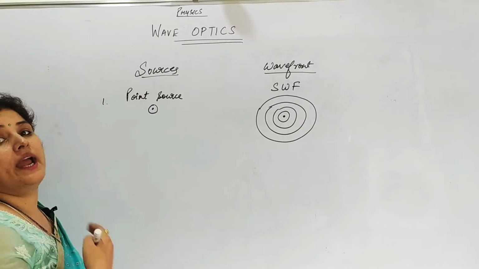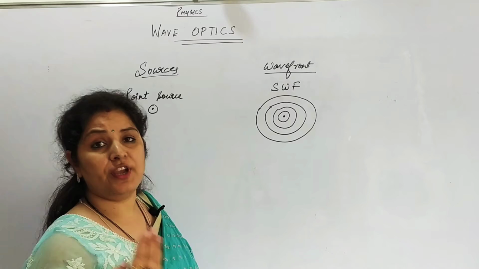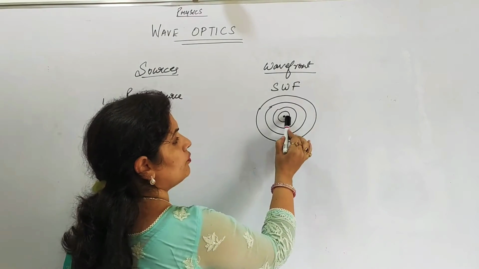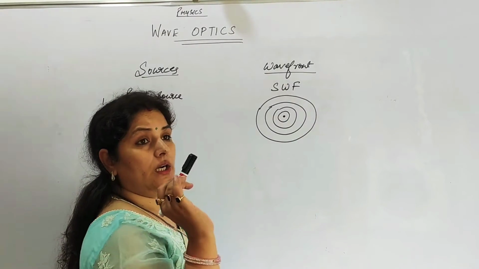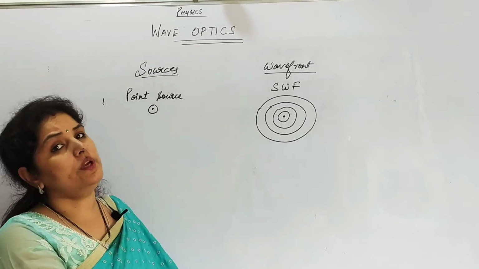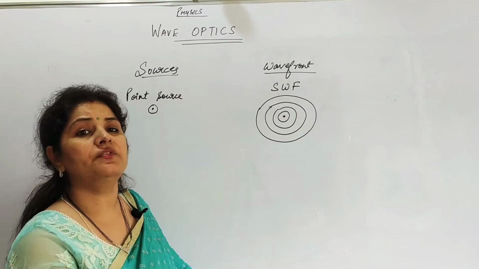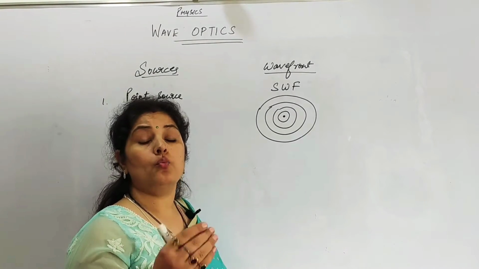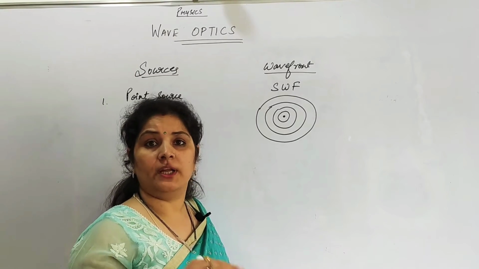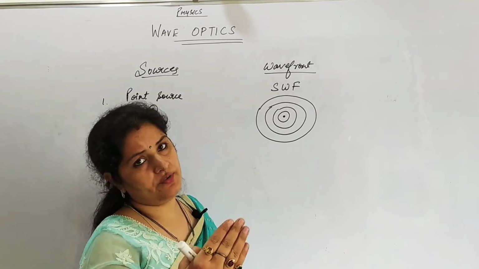As the wavefront moves ahead, say it is moving in this direction, the direction of ray is always perpendicular to the wavefront. So till 10th we studied about rays. Now what was the reason for the ray to be formed? It was the movement of the wavefront.